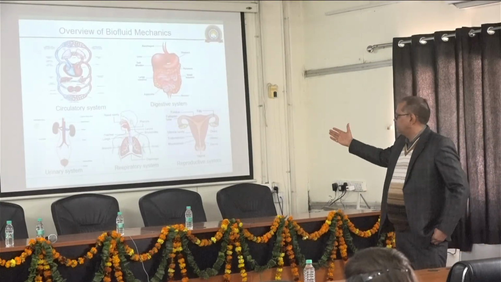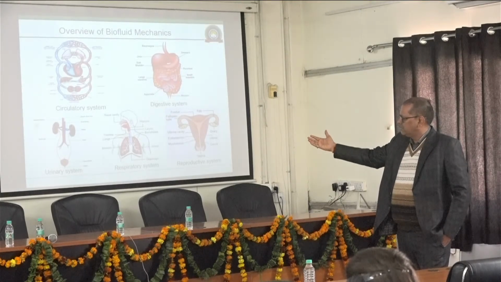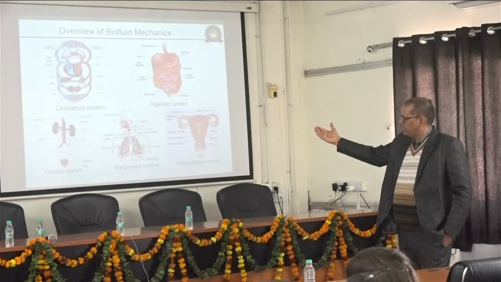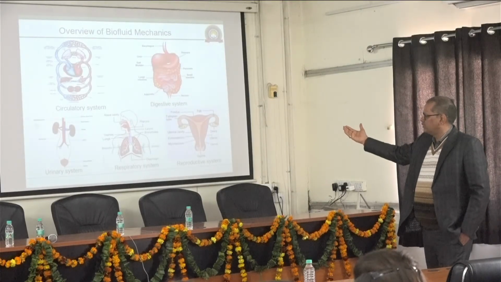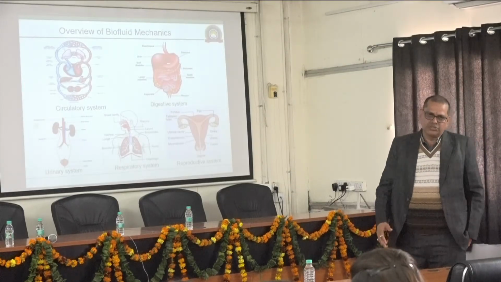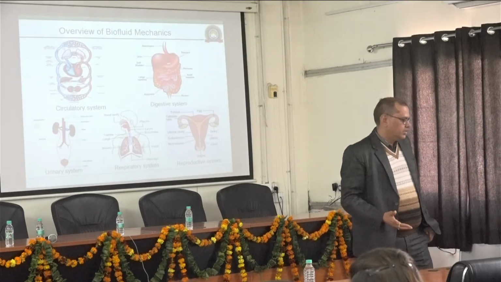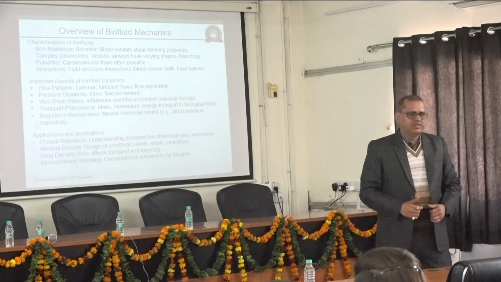Then in other systems, you can see filtration of the blood through the kidney and the waste as urine, and urine flowing through the ureter, then the breathing process as we discussed in the respiratory system, and then the reproductive system. So these are the major parts where you can see the different physiological phenomena, and this is the overview.